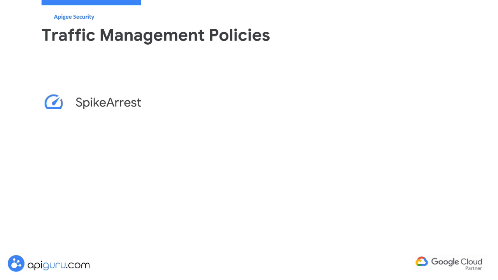The SpikeArrest policy enforces rate limiting on the number of requests sent to the backend. We strongly recommend using this policy for any API. The quota policy helps enforce quotas on the number of requests a software client can make. We recommend using this policy for any API. And the response cache policy caches responses to reduce the number of requests sent to the backend.